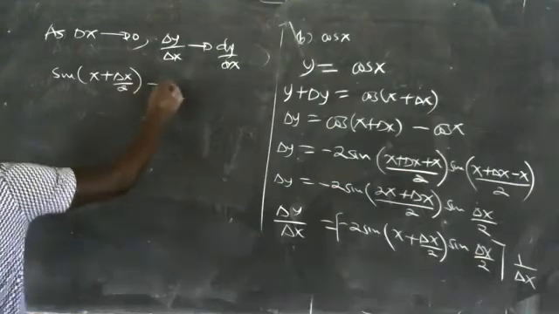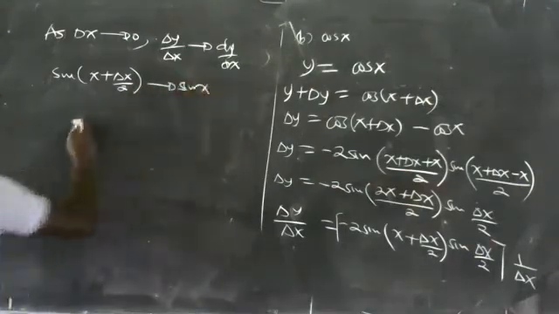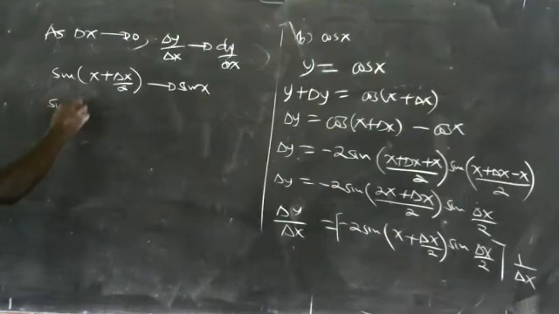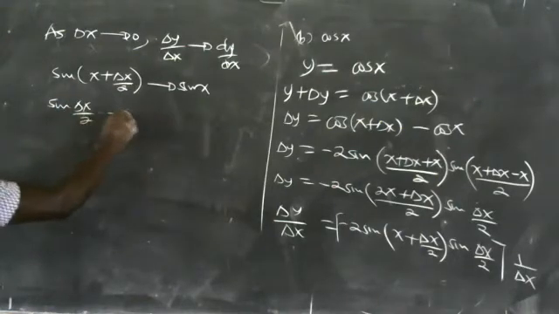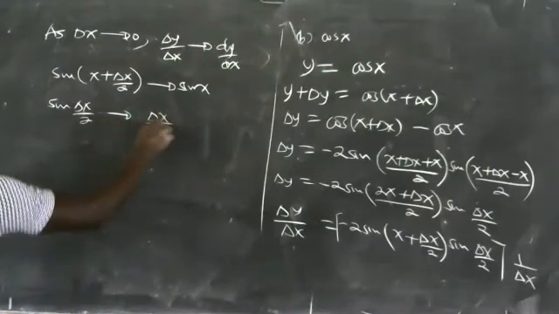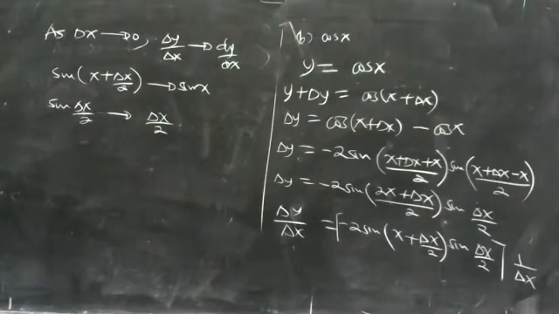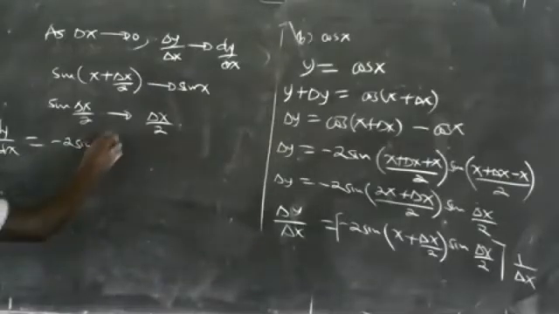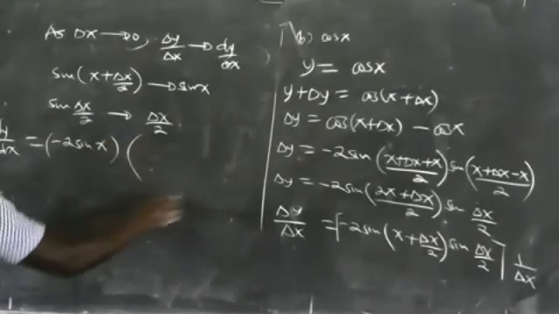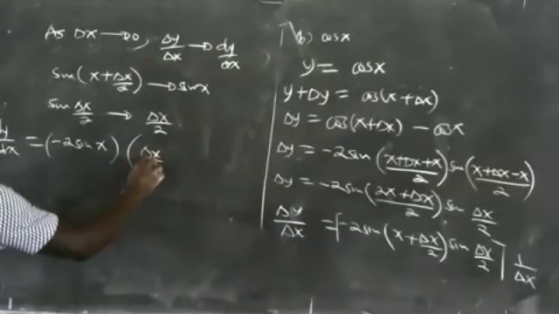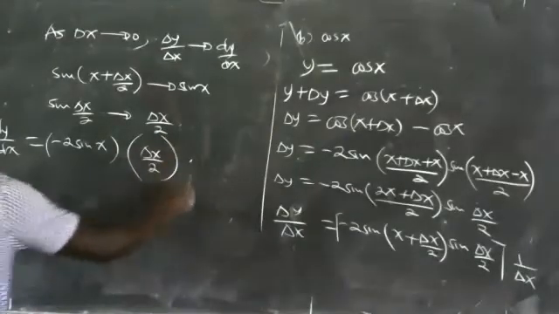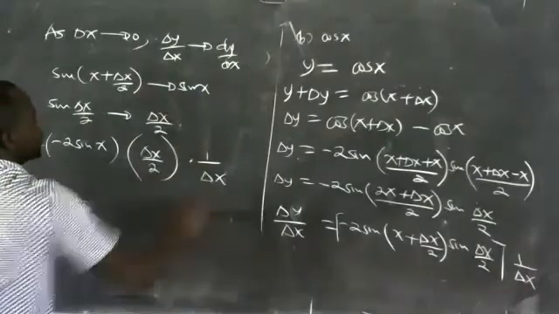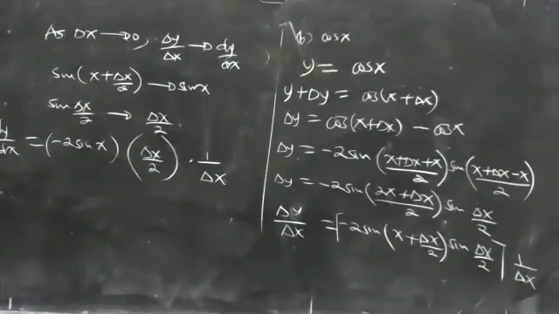This will tend to sin x. The sine of change in x over 2 tends to change in x divided by 2. Therefore, this will be dy/dx, equivalent to -2 sin of x plus change in x over 2, you multiply by sine of change in x over 2, times again 1 over change in x. Like that.